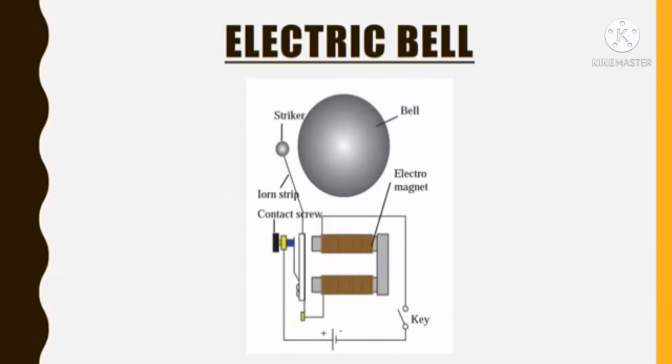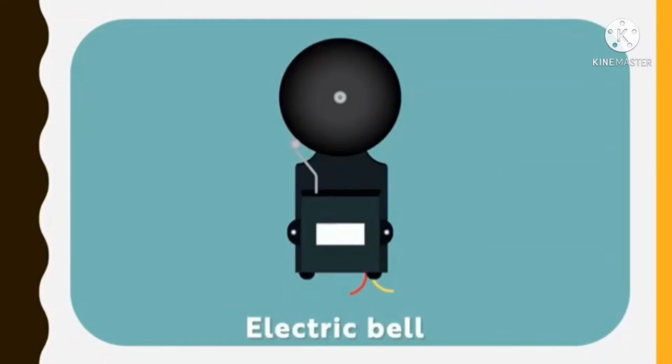Now the next part is the electric bell. This part we have studied in the last video also, but this is quite difficult. That's why I am taking it again for this video. So here is the internal structure of the electric bell which is showing on the screen. How it appears.